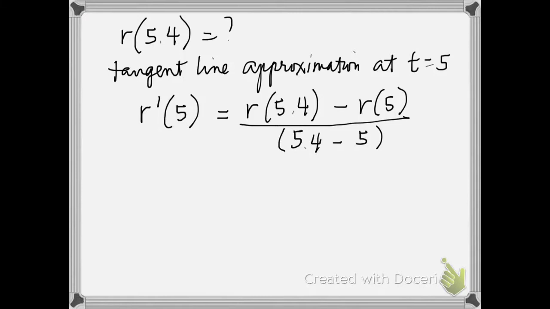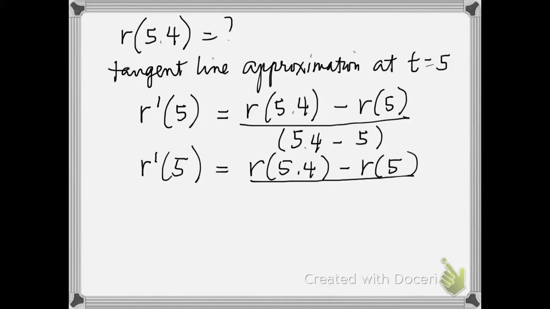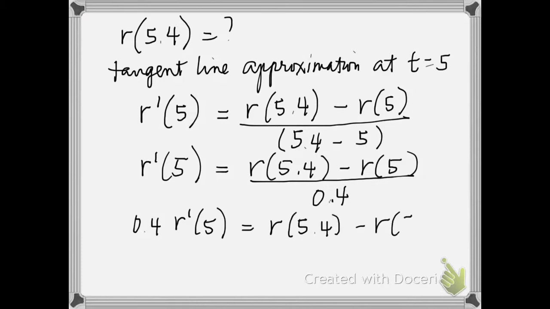Okay, look at this equation again. It's just the slope, right? So we are now going to simplify this. You're going to have r prime at 5 equals r of 5.4 minus r of 5 over 5.4 minus 5, which is just 0.4. Now multiplying both sides by 0.4, you will have 0.4 times r prime 5 equals r of 5.4 minus r of 5.